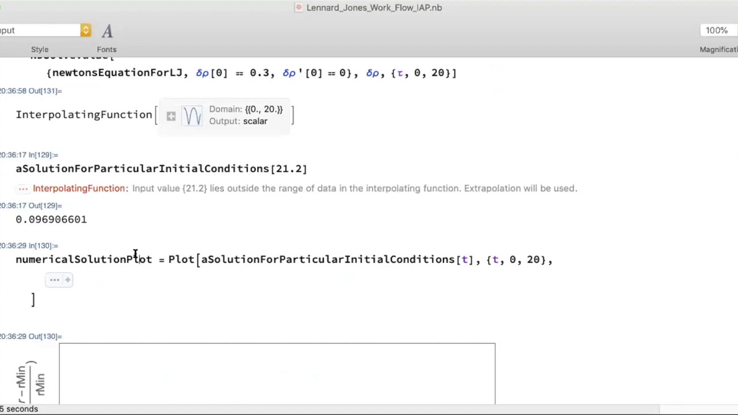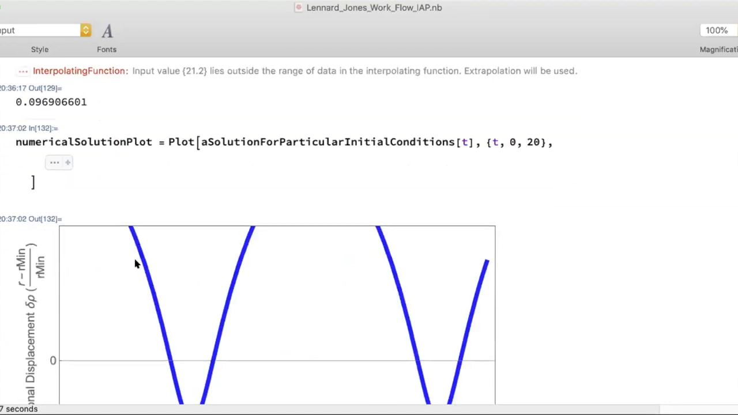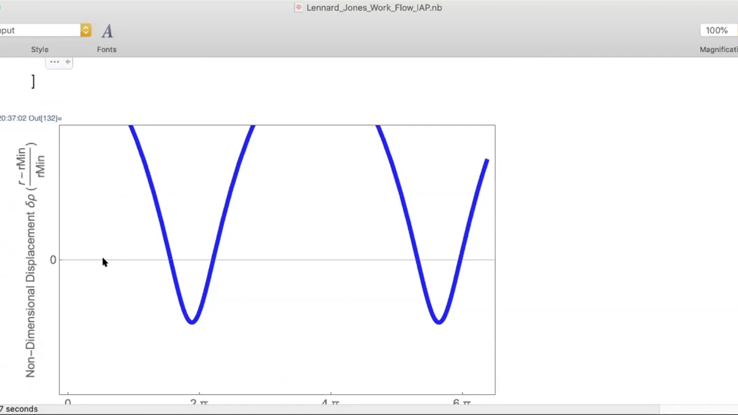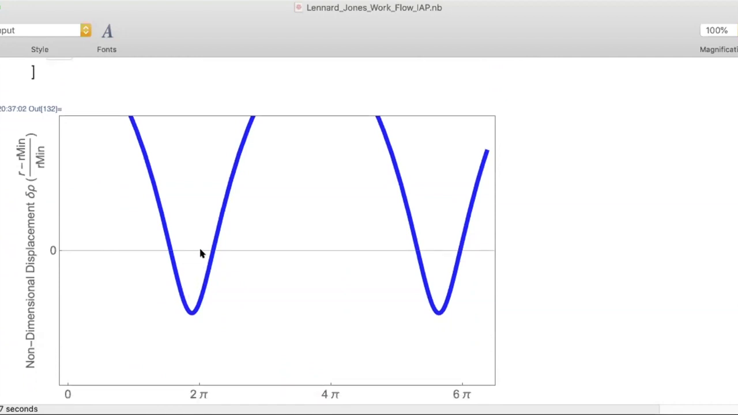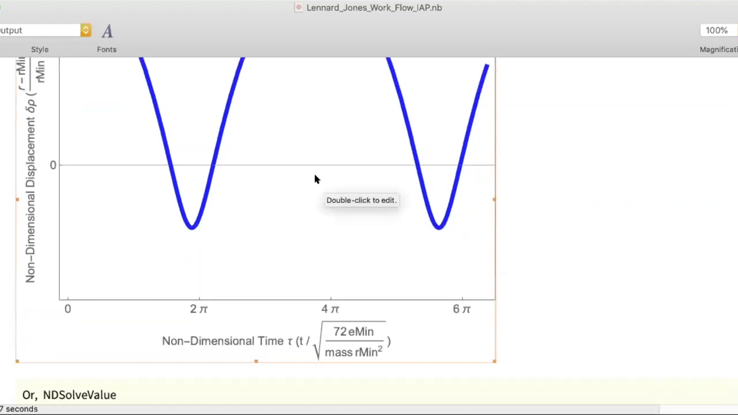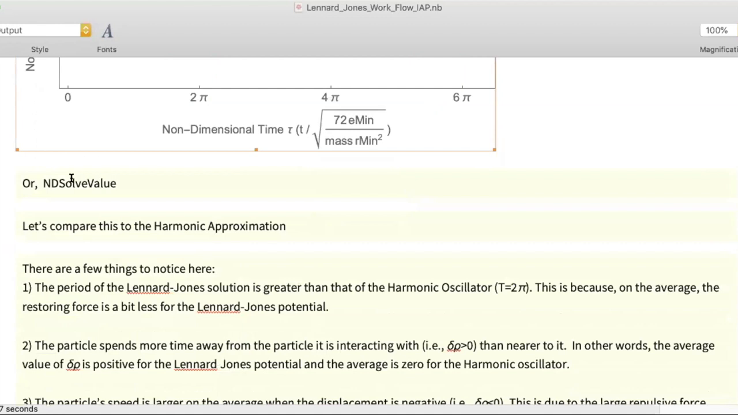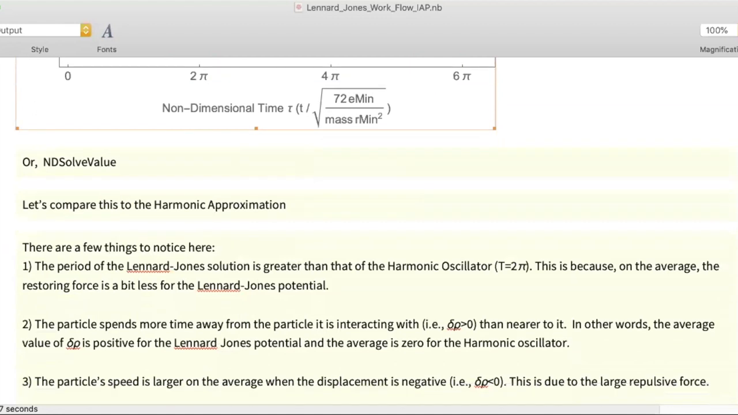And then I'll plot this new one for 0.3, and what we see is the solution is spending much less time with close separation and spending a much longer time at far separations. Okay, so let's do a quick comparison between this and the harmonic potential.